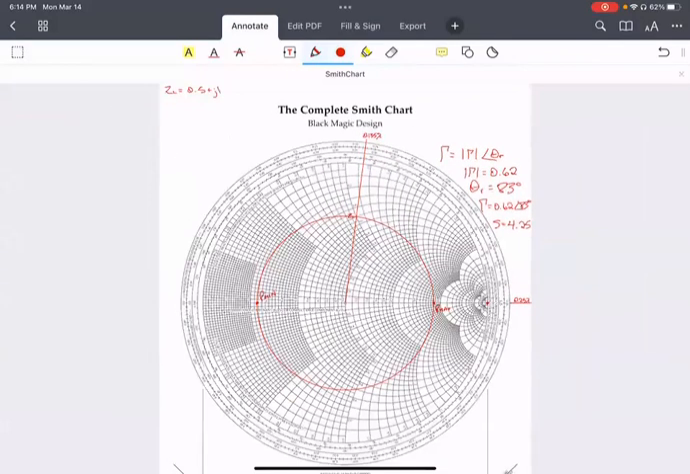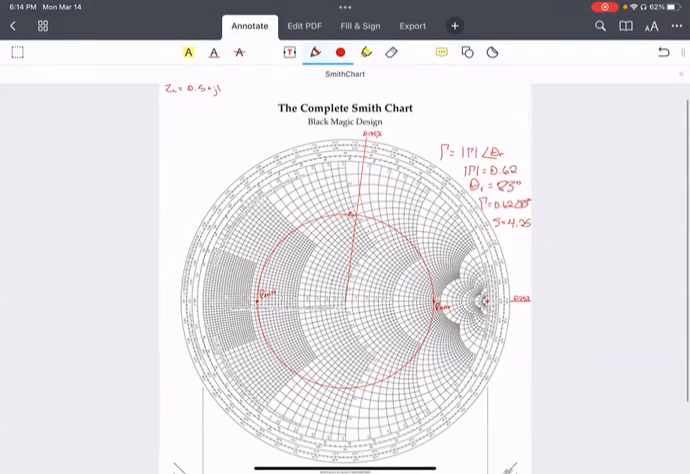Okay, so I want you to now calculate D max and D min. I'll give you a second. I'll give you a minute for that.